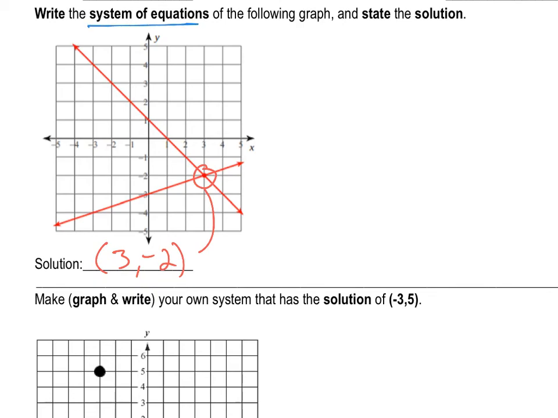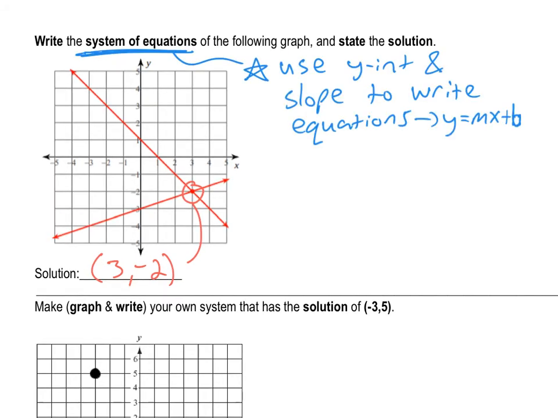So write the system of equations. Okay, so what do you think the best strategy will be? Find the y-intercept and slope. Okay, we're given the y-intercept and we can see the slope. So we're going to build these slope-intercept equations. All right, let's keep organized here. Let's label this line on top. I'm going to call this line A. Okay, line A.